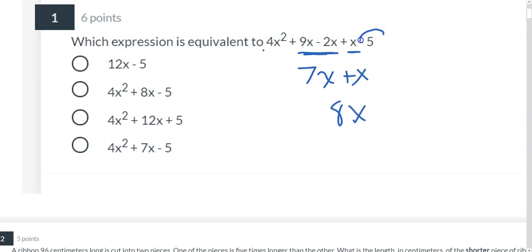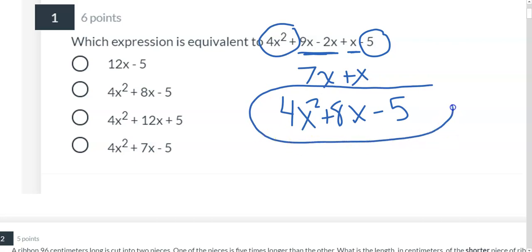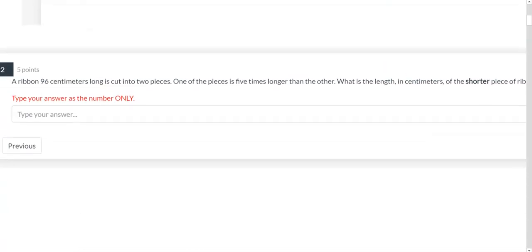All right, now this negative 5 is a whole number. I don't have any other whole numbers. And this 4x squared, there are no other 4x squared. So I would just leave it like this. I can't add apples and oranges. Those are not like terms. So that would be my final answer. So combine your like terms, figure out which answer actually looks like what we just got here.